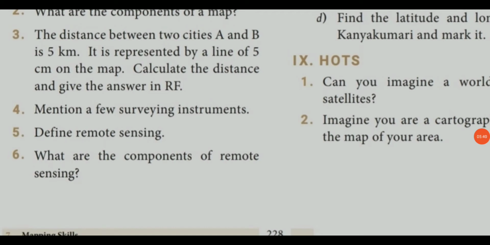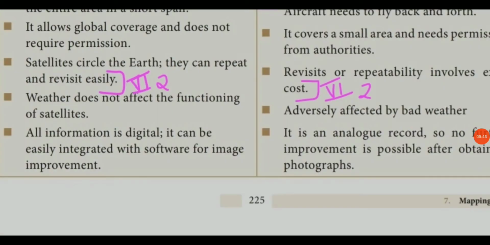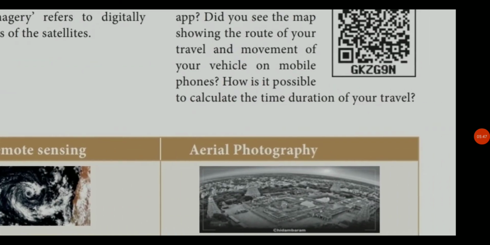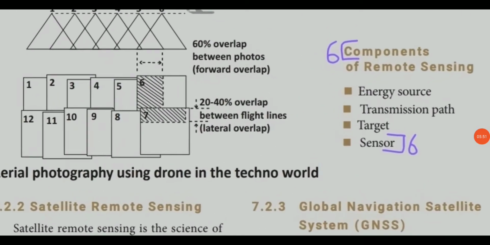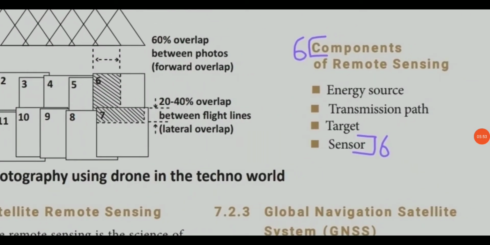Your sixth question, what are the components of remote sensing? From page 225, components of remote sensing. The components of remote sensing are energy source, transmission path, target and sensor.